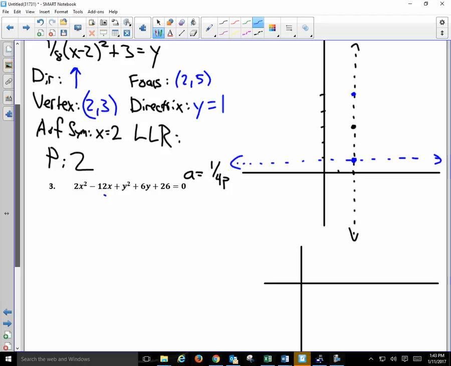Now, in order to try to sketch a perfect parabola, which is an amazing goal to have in life, we have to find out how wide to make it. And the length of the latus rectum tells us that. So what is the length of the latus rectum? Absolute value of 4p, which is going to be 8. I go 4 units in each direction from my vertex.